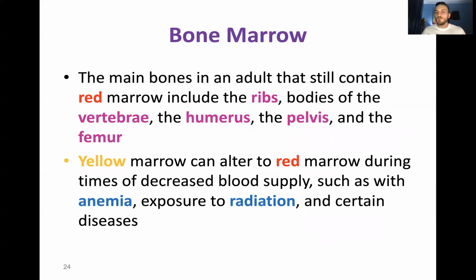Now, the main bones that will stay producing blood, even if you're getting older, are the ribs, vertebra, humerus, pelvis, and the femur. So these are the most important sites. On the other hand, you have to know that radiation exposure will shift the red marrow into yellow marrow, okay? That's why it will be causing anemia and so on.